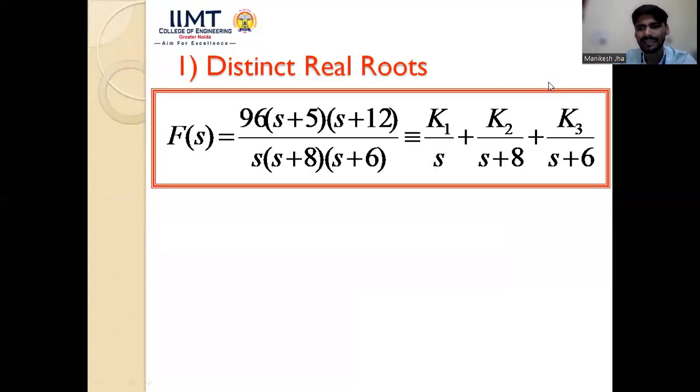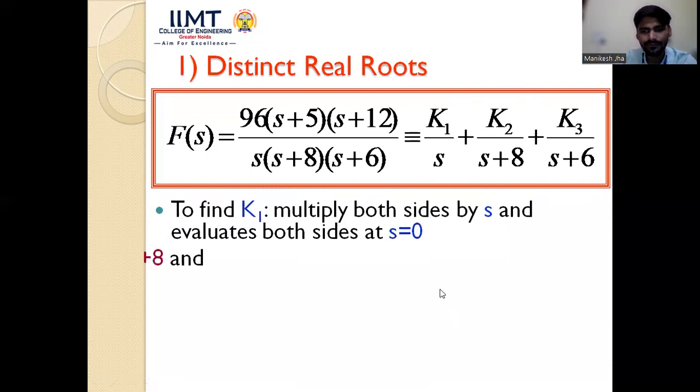So we are going to write 96 into s plus 5, s plus 12, over s into s plus 8, s plus 6, as k1 upon s, k2 upon s plus 8, and k3 upon s plus 6. So we are going to split it into three fractions: k1 upon s, k2 upon s plus 8, and k3 upon s plus 6.